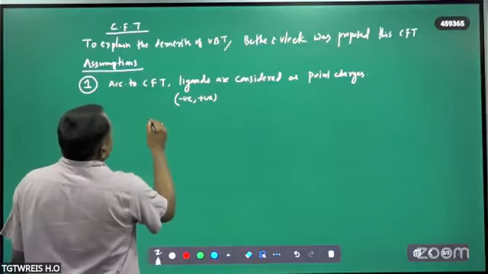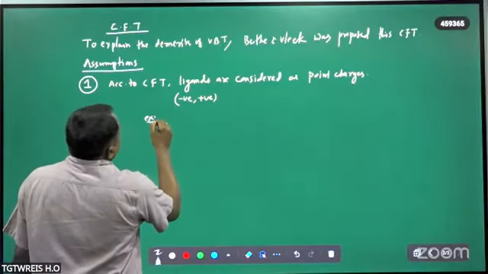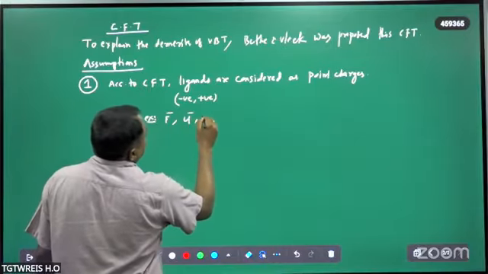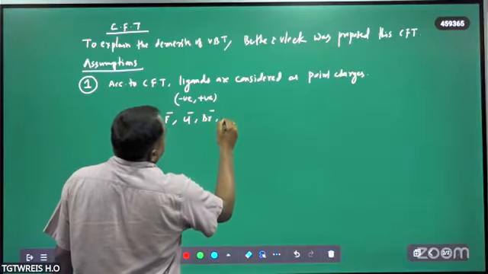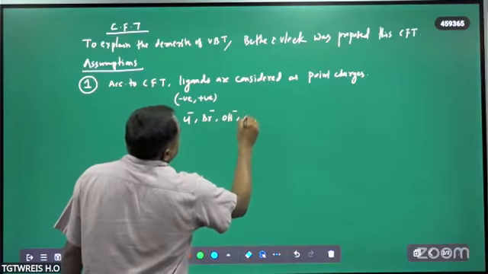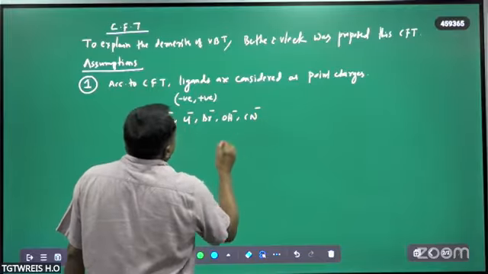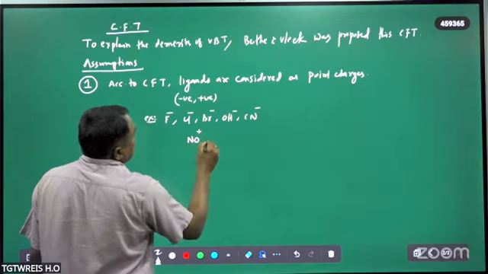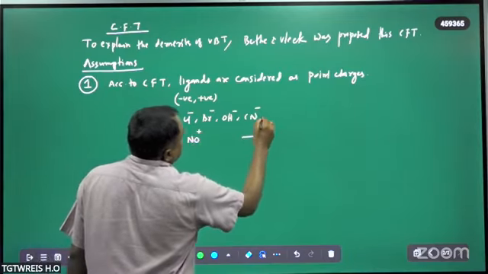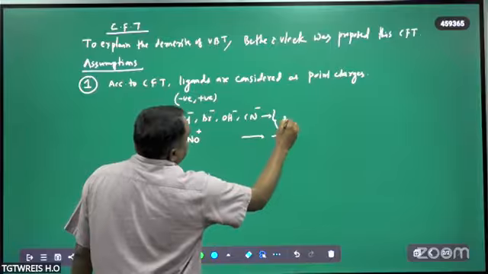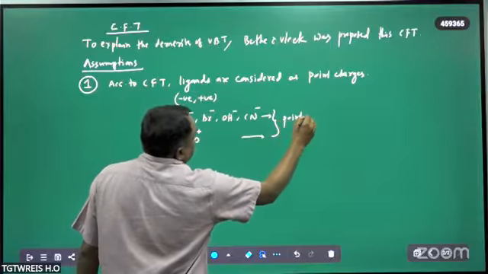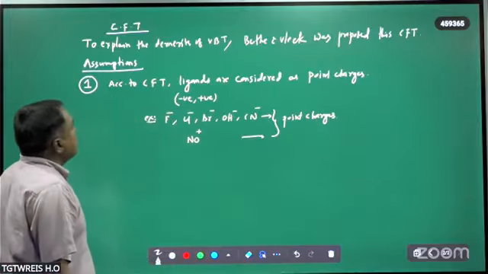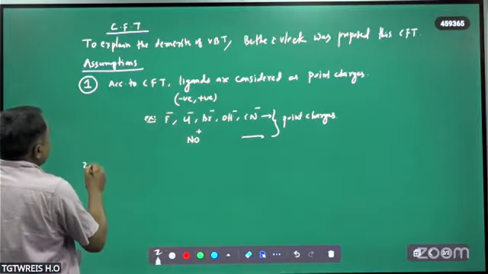For example, F minus, Cl minus, Br minus are negative ligands. OH minus, CN minus, and NO plus, nitrosonium, are also considered point charges according to crystal field theory. This is the important assumption made by crystal field theory.